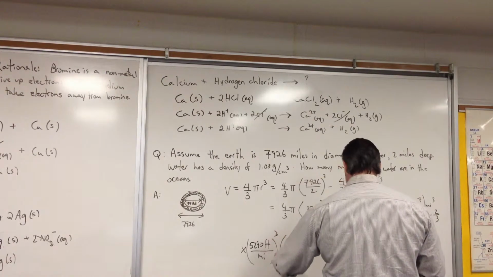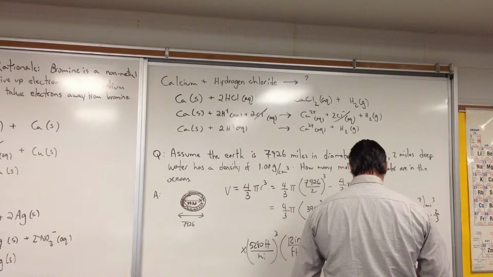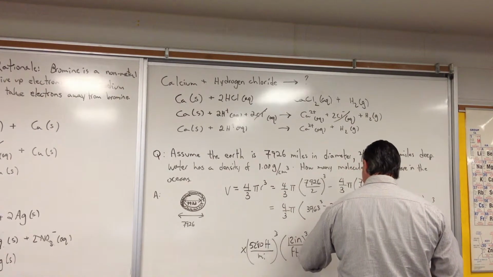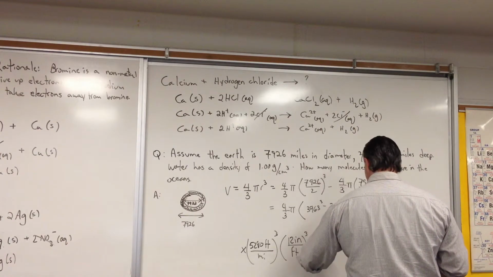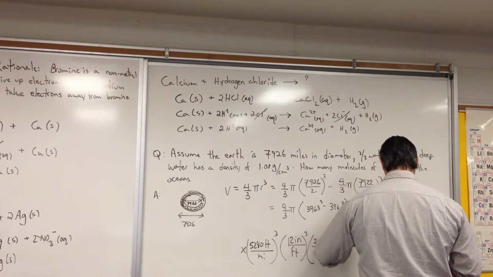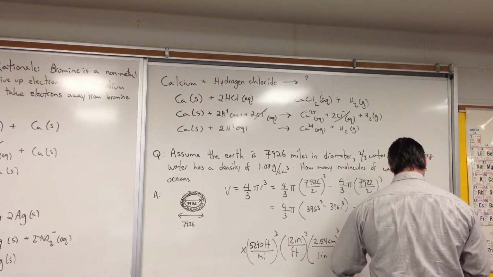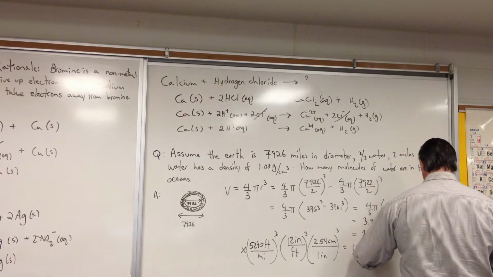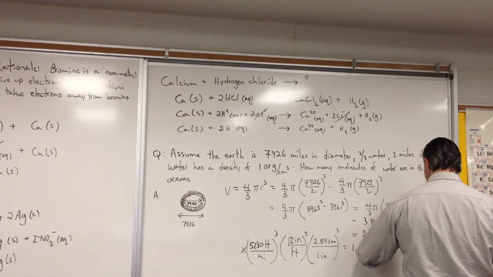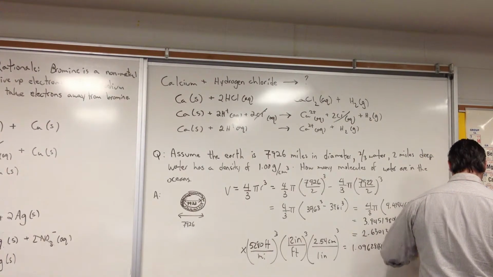Then we're going to convert inches into feet, cubing that factor as well. And we're going to convert inches into centimeters with this conversion factor, where there's 2.54 centimeters for every inch. The result is, I'm going to multiply all those numbers through, 1.09686 times 10 to the 24 centimeters cubed.